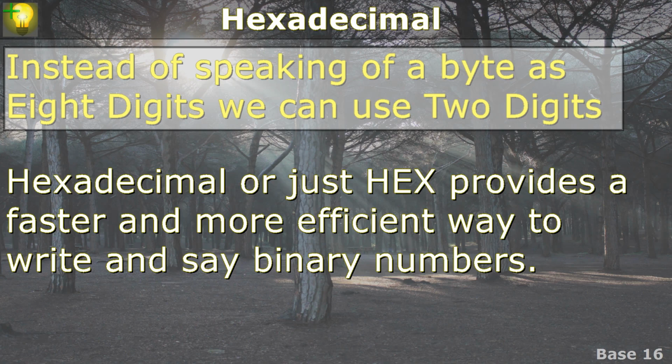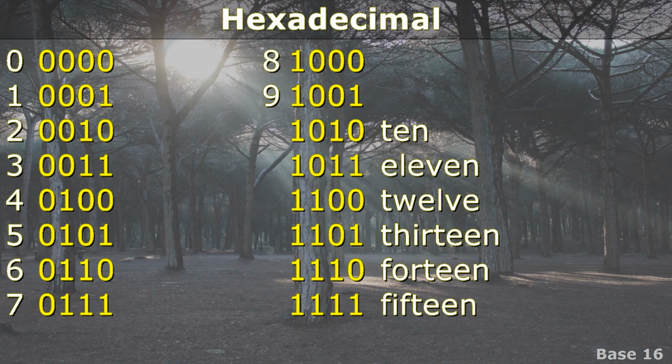So we can speak of a byte instead of 8 ones and zeros. We can just use 2 digits, and those 2 digits become 00 through FF. Yes, FF. We have to have digits after 9. So instead of speaking as a byte of 8 ones and zeros, we can speak of a hexadecimal number that has the same value with just 2 digits. And those digits, as you'll see, are between 0 and 9, and after 9, we use the letters A through F.